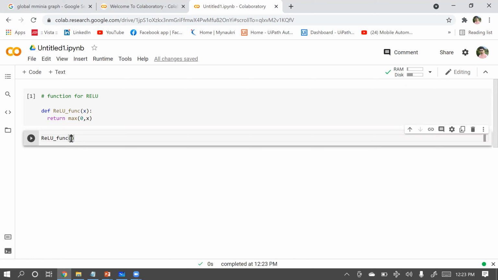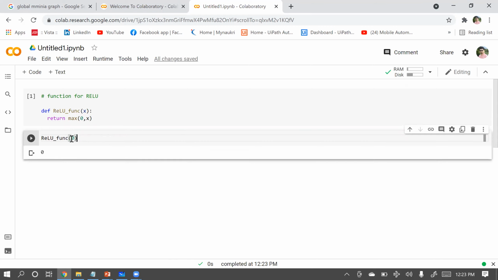We'll create one more code block and try to call that function. As I told before, if the value is 0, as we are passing 0 now, it will give you 0. If the value is negative, it will give you 0. That means the value should be greater than 0. If you put 1, it will give 1. If I put 30, it will give us 30 only, because it gives the exact value. What is the maximum value of 0 and 30? 30. So that's why it's returning 30.